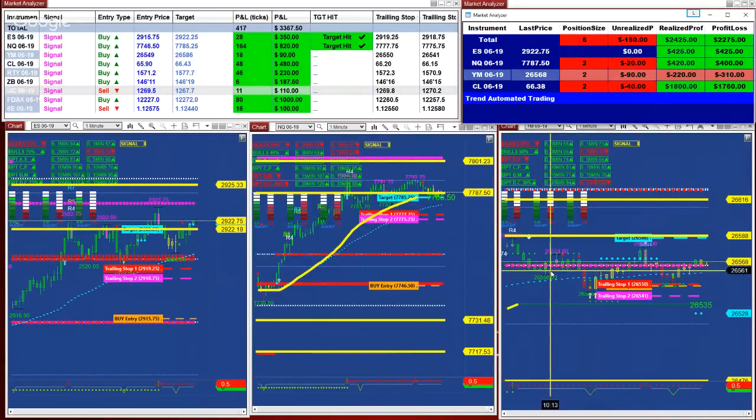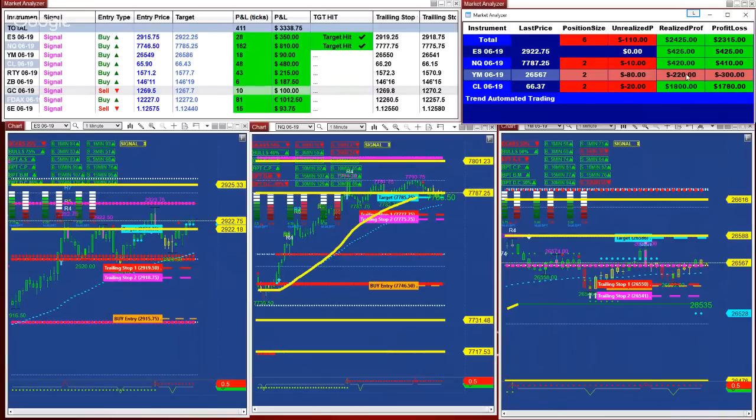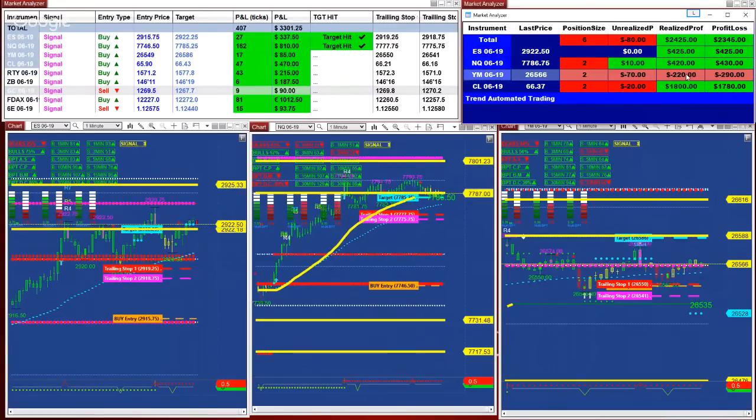And because of this volatility, the flat market on the YM, now we are in the red on the YM. And if it's going to stay longer, we're going to be more in the red than the green. Welcome to trading, folks. That's the way it is. Welcome to trading.